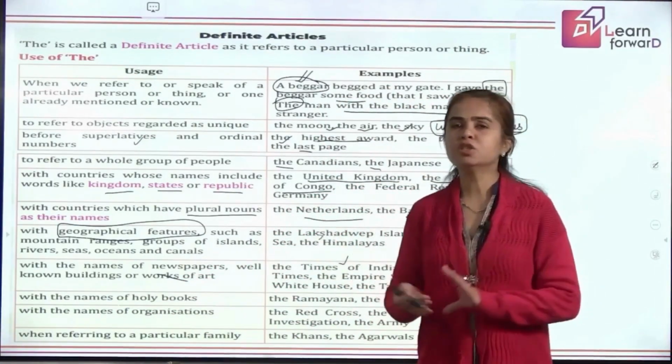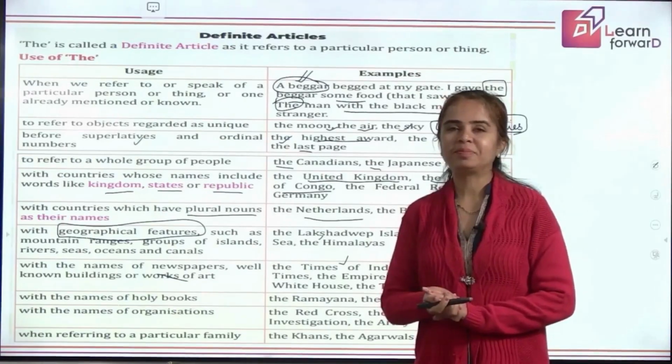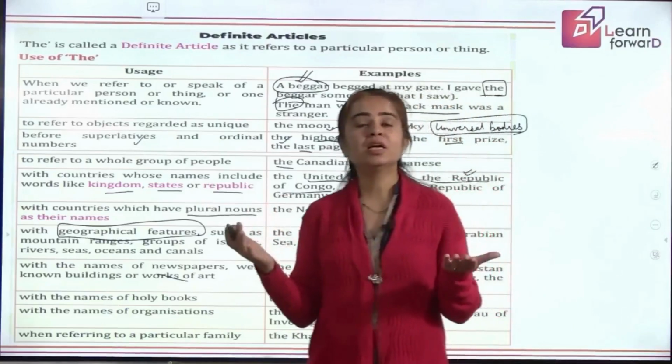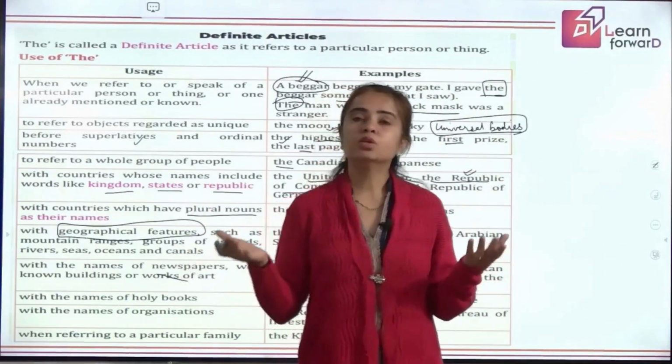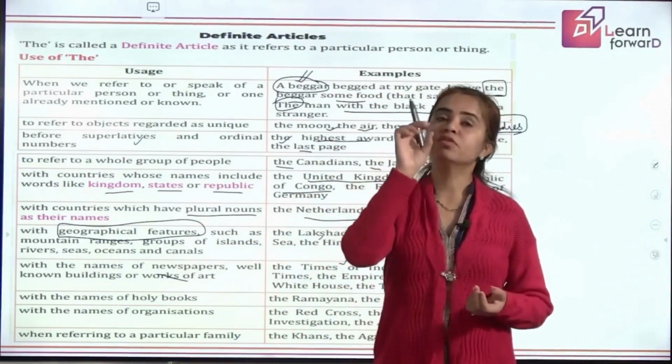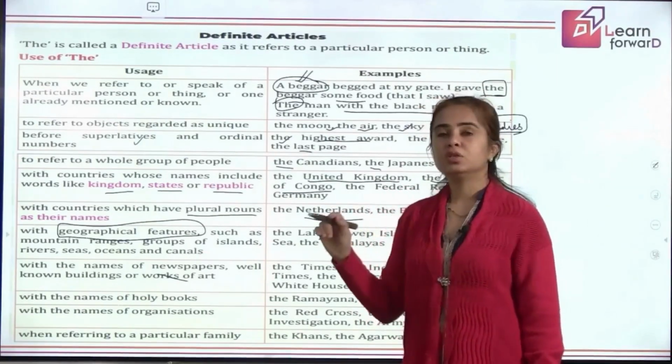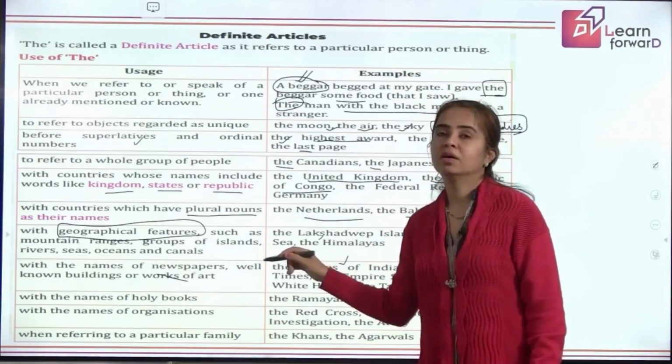Which English newspaper do you read? Okay, tell me. The Times of India. Oh, they are saying the Hindu, the Hindustan Times, the Economic Times. So what do you see? Even the names of newspapers have "the" there, right? So it is used before the names of newspapers.